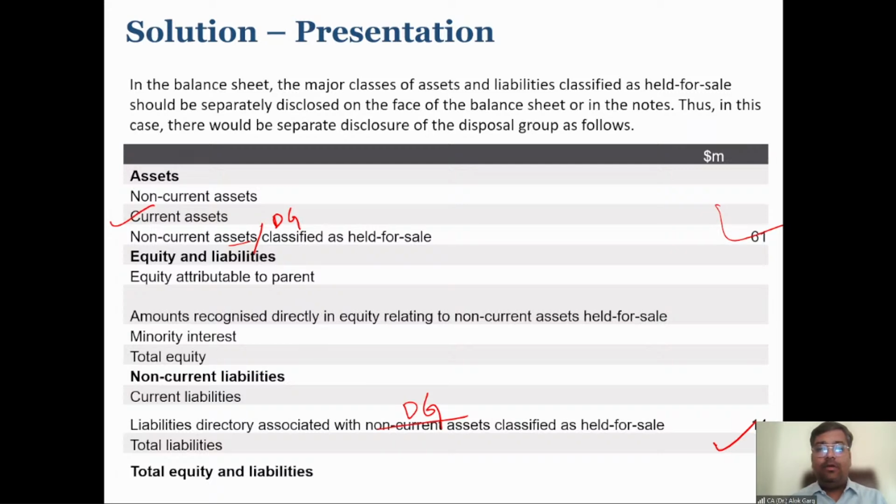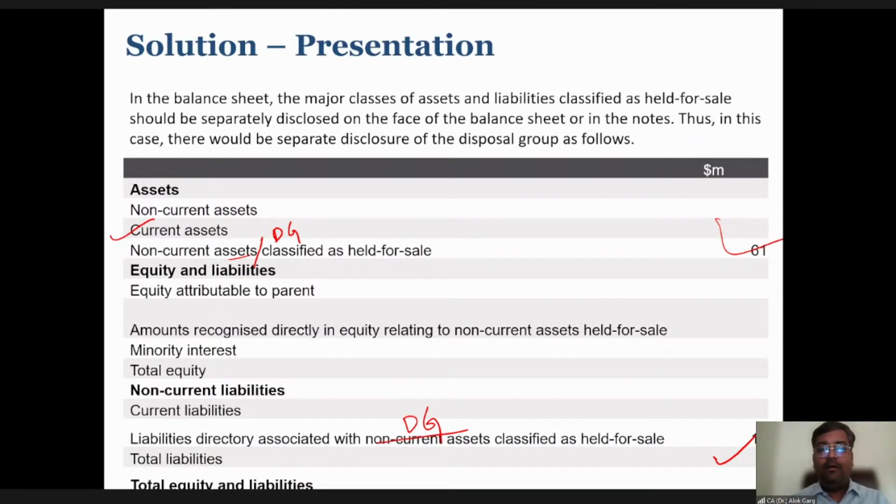Clear? So let me see the query box, if there is any query. Yeah, so Rahul is asking, sir, in case of a disposal group classified as held for sale, do we need to disclose in the notes to accounts what is the impairment loss on the disposal group? Yes, Rahul, you need to disclose that in the notes to accounts, because in the balance sheet you are giving just one line item as a disposal group classified as held for sale. But you need to provide the breakup of the disposal group classified as held for sale in the notes to accounts.